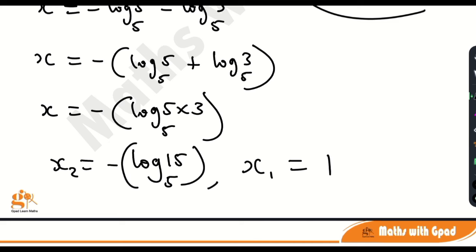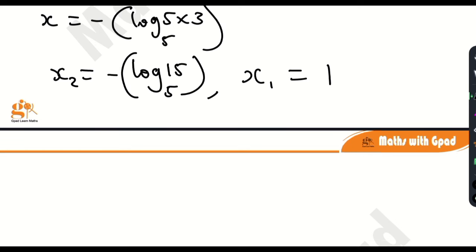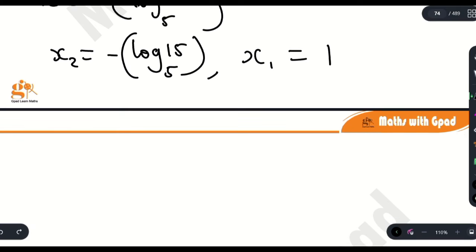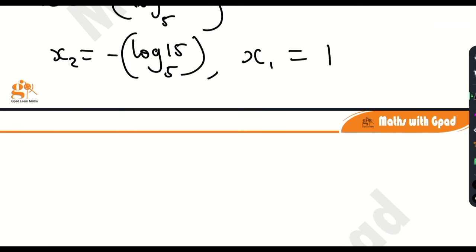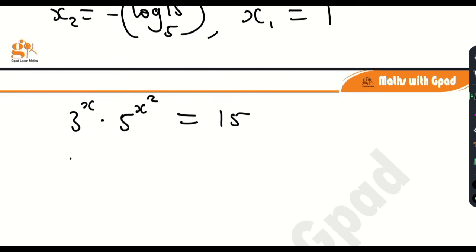Okay, let's quickly confirm our answer. Don't worry, I'm not going to use x2. I'm going to use only this to confirm our answer. So remember, x is equal to 1. Let's plug it into the equation. What was the original equation? 3 raised to power x times what? 5 raised to power x squared. Let's see if this will give us 15 when we plug in 1 into this. So that will be 3 raised to power 1 times 5 raised to power 1. Notice x is 1, so raised to power 2. Will this give us 15?